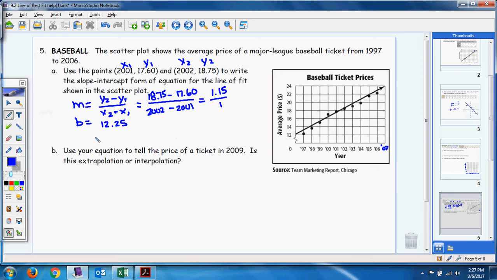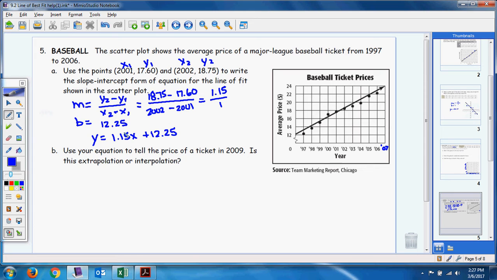All right, so our equation then would be y is equal to a $1.15 increase every year. So that's the x. And then it started off at $12.25 or so. Now, in order to actually find the ticket price for 2009, it's not like I'm going to plug in 2009, because that's going to come out for an outrageous amount for a baseball ticket. So what you need to do here is actually talk about the years and so on of what actually took place.